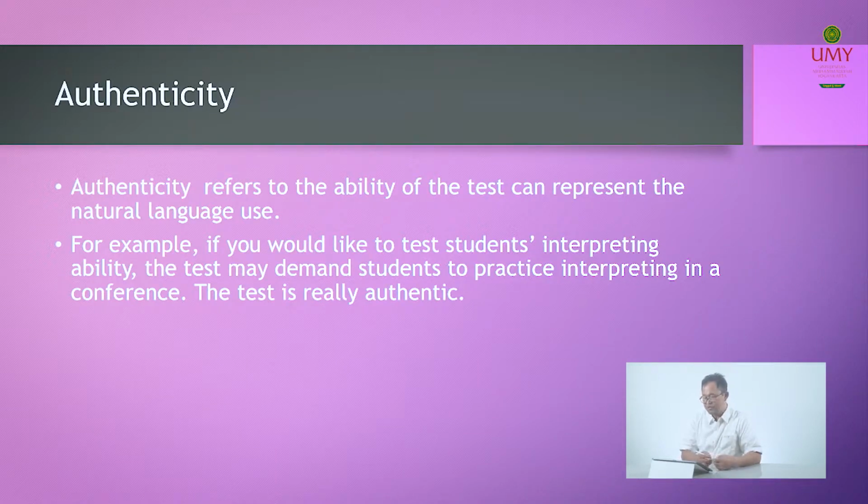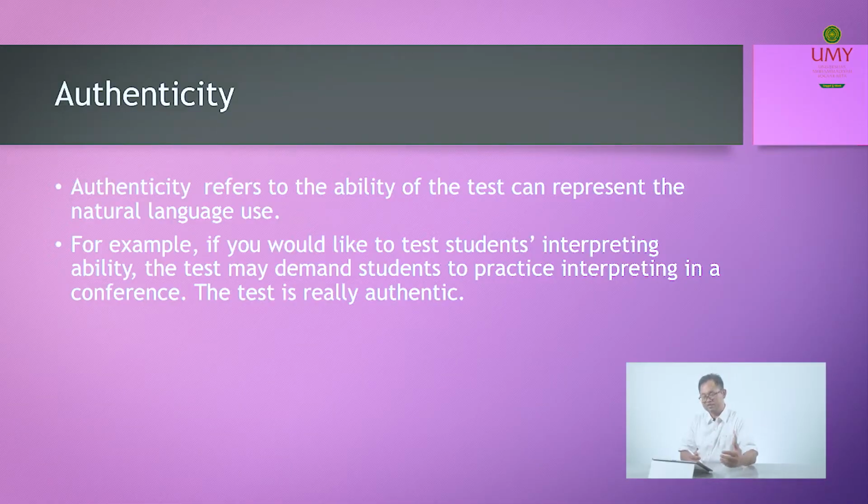Authenticity refers to the ability of the test to represent the natural use of language. For example, if you would like to test your student's interpreting ability, then the test may demand that the student practice interpreting in a conference, so practice in a real context. So authenticity demands natural, original. If you would like to test the student's ability to deliver a speech, then you have to test the student to deliver a speech. And it will be more authentic if it is a real speech. Ask your student to join a speech contest and then you judge. This is the authentic one. If it is in a class, then the authenticity is reduced.